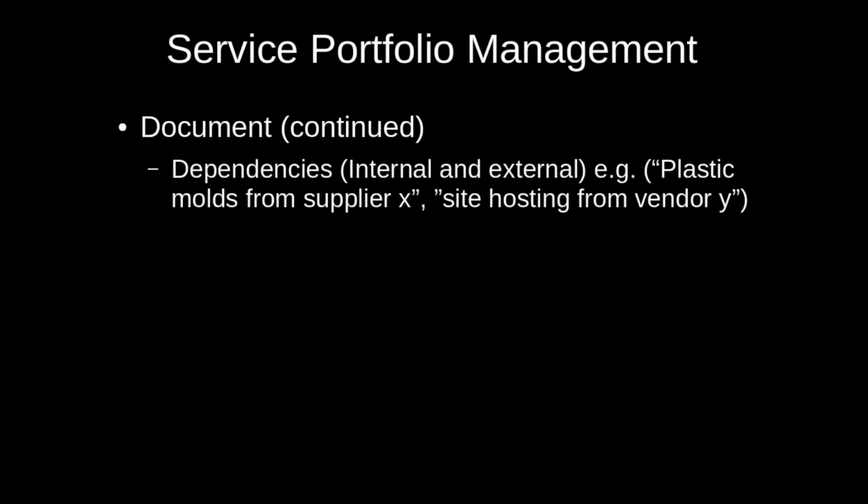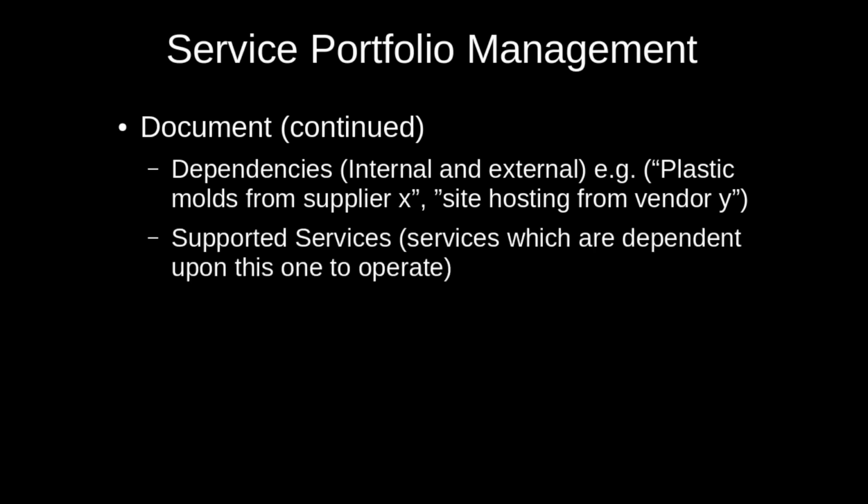We're going to want to have dependencies listed, and these are service dependencies which the current service must rely on. In the example here, you might have an external dependency such as plastic molds from supplier X. If the service being documented cannot run without molds from supplier X, it needs to be documented here, and it should be performed as a risk analysis. And the same thing with site hosting from a vendor.